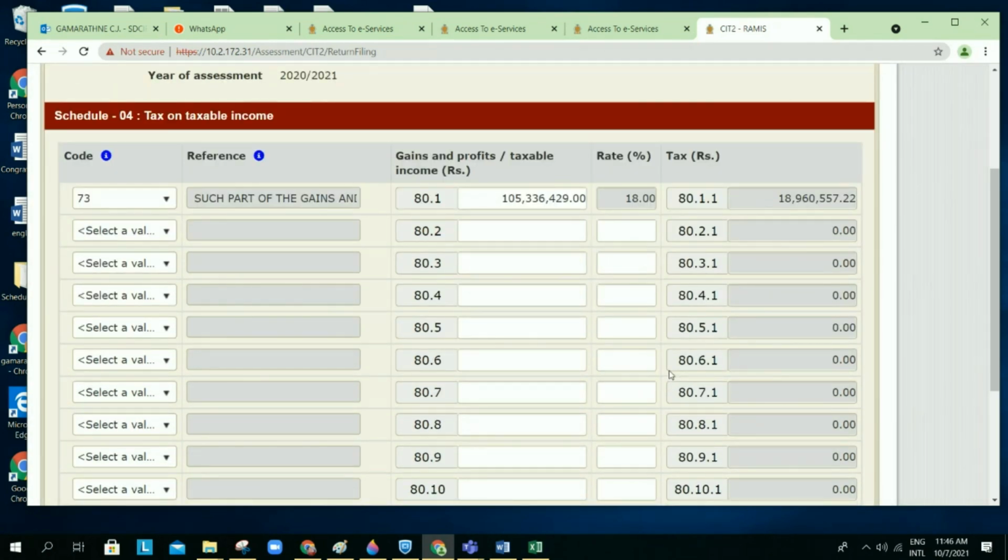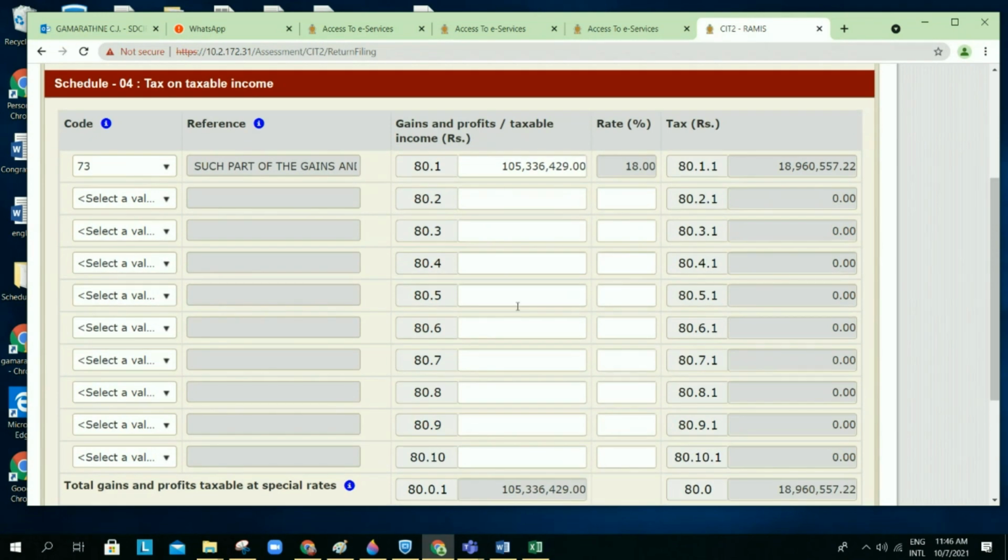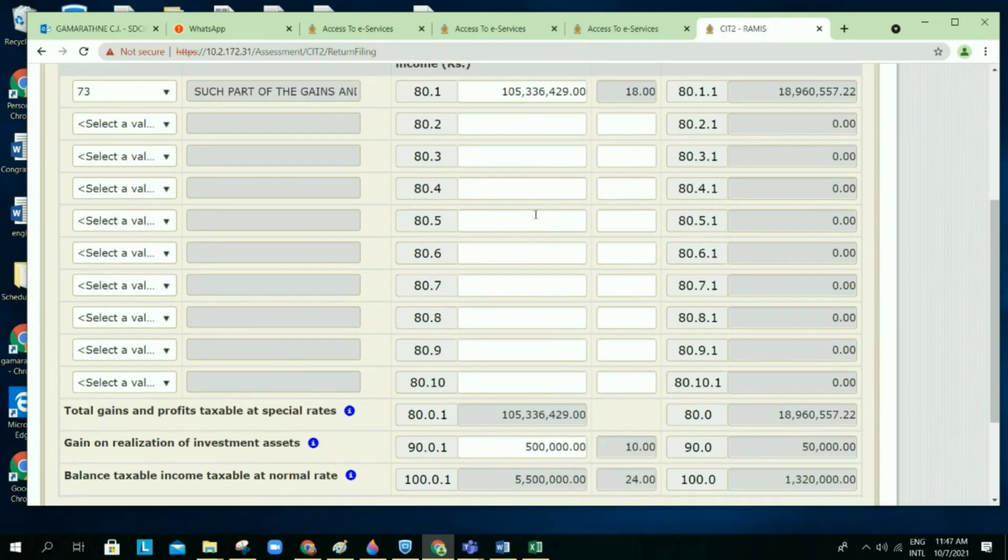Schedule 4 is the tax on taxable income. Then the rate code table we have published in the web portal. I already described that. And then you should choose what are the applicable rate codes and select from the drop down list. Enter the taxable value at the special rate. Then you can see the balance tax at the normal rate.